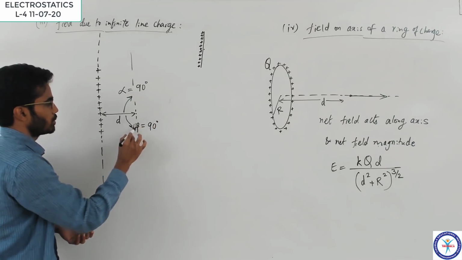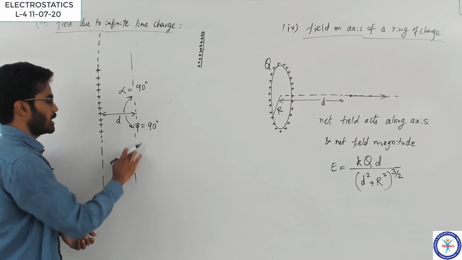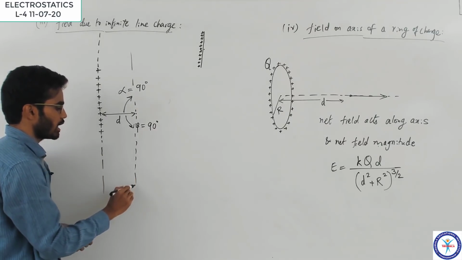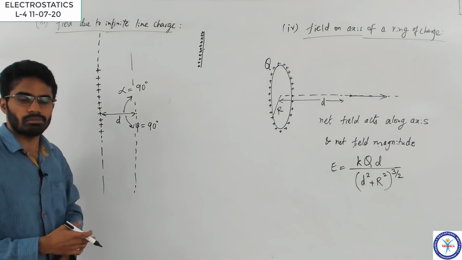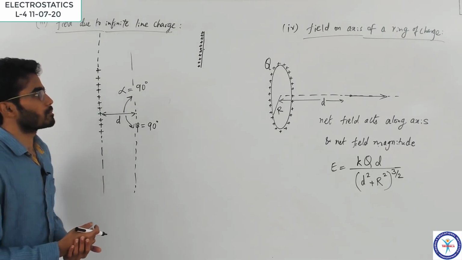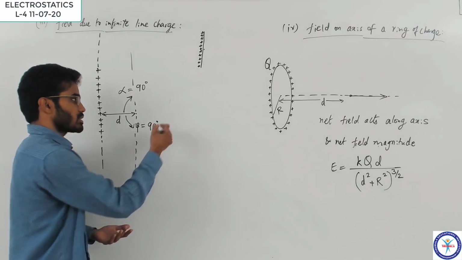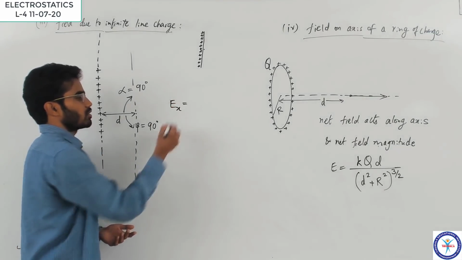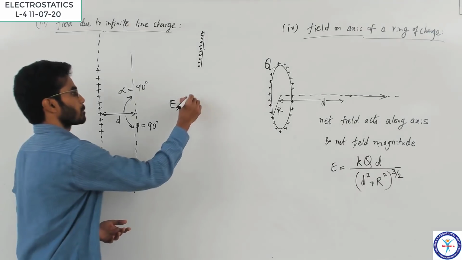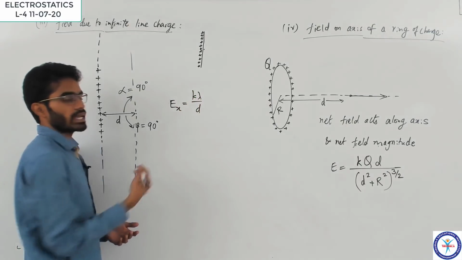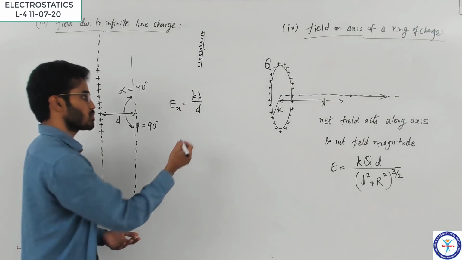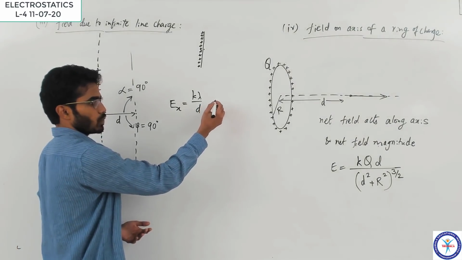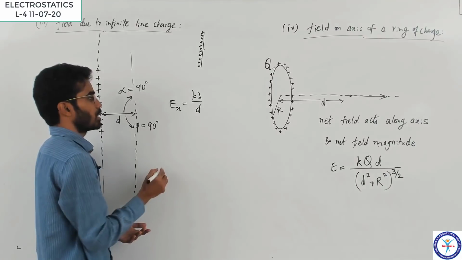So this is what happens. The angles seem to be very large, and the line charges seem to be infinite. So in this case, let us calculate the field Ex and Ey. It is k lambda by d into Ex, which is sine alpha plus sine beta. Sine 90 plus sine 90, that is 1 plus 1. Sine 90 is 1, cos 90 is 0. So you have k lambda by d.